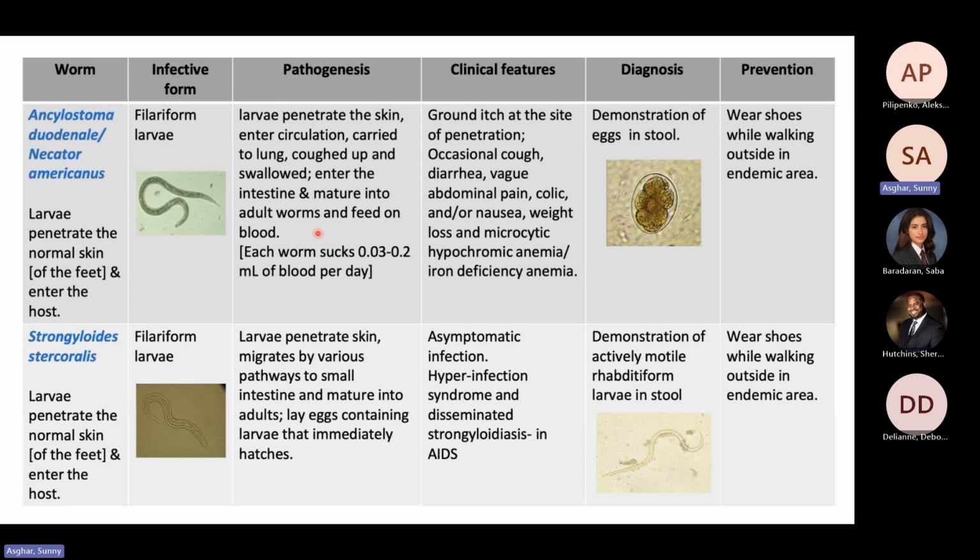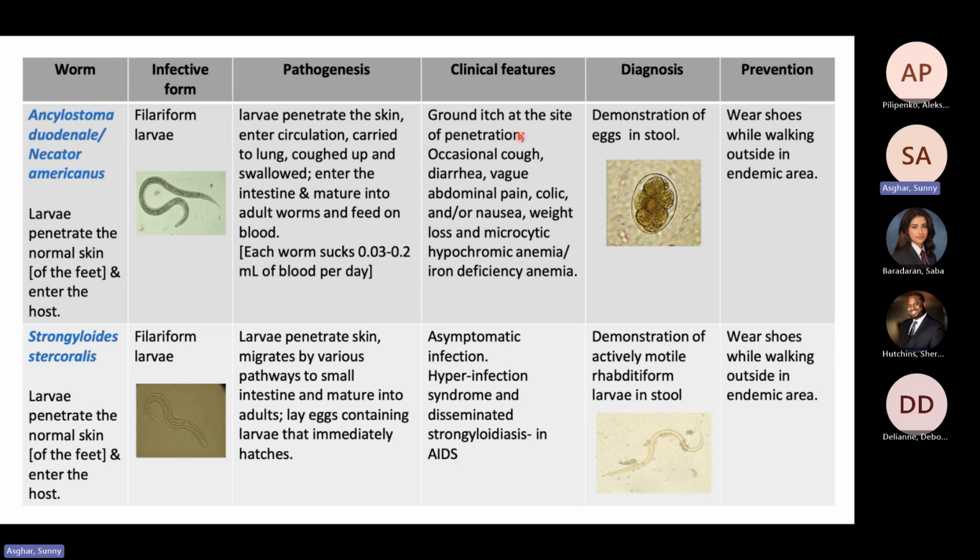That's crazy, the way that it goes to your lungs, is coughed up, and then you swallow it, and that matures into the adult worms. The adult worms are feeding on the blood, and over here the worms in general are sucking about 0.03 to 0.2 milliliters of blood every day. A feature that we're going to see is ground itch.